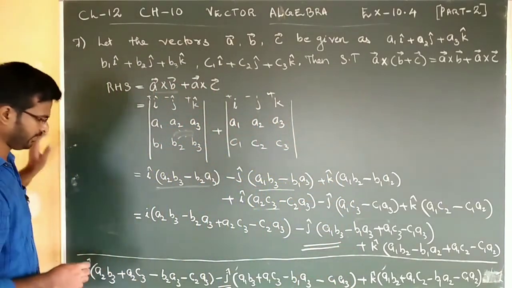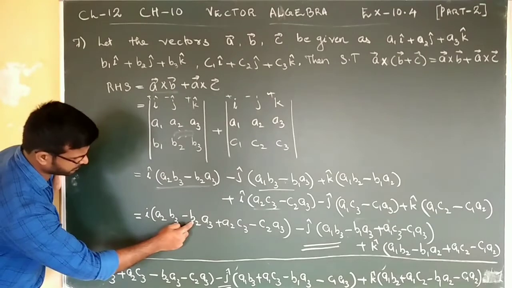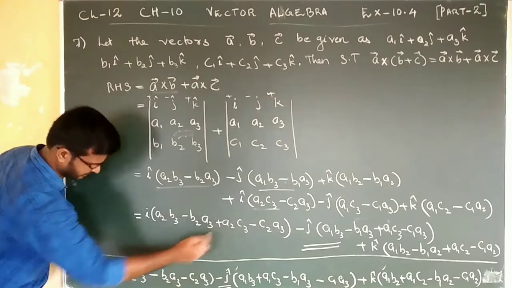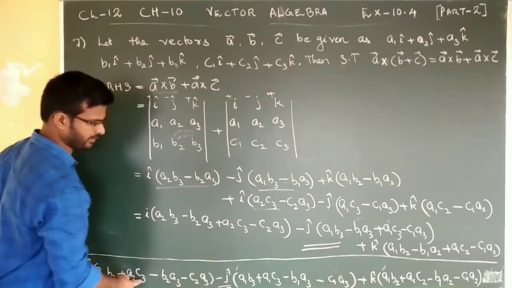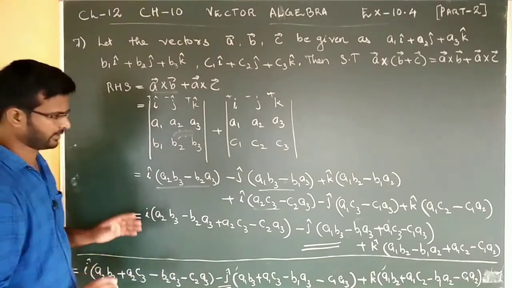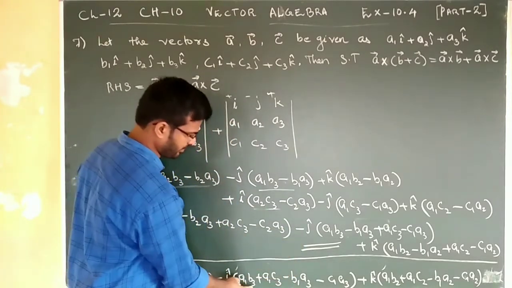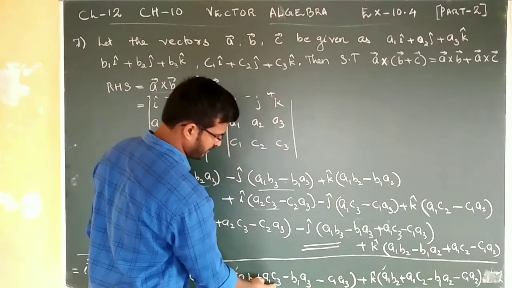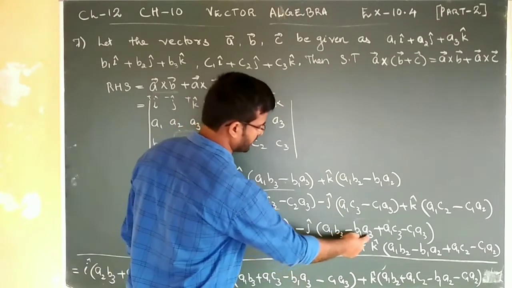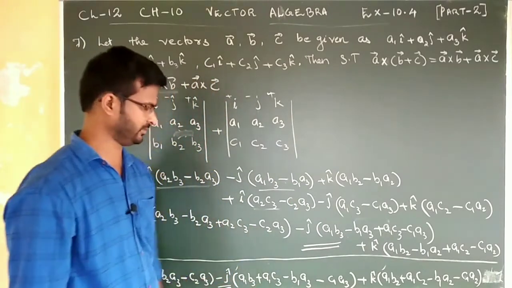Check LHS and RHS. This is the LHS answer, isn't it? A2 B3, then minus B2 A3, minus B2 A3, isn't it? Then plus A2 C3, plus A2 C3. Then last minus C2 A3, minus C2 A3. Items correct. Then take the J term. Minus J is there, in here also minus J is there. A1 B3, then A1 C3, minus B1 A3, then minus C1 A3. Everything is there in the J term also.